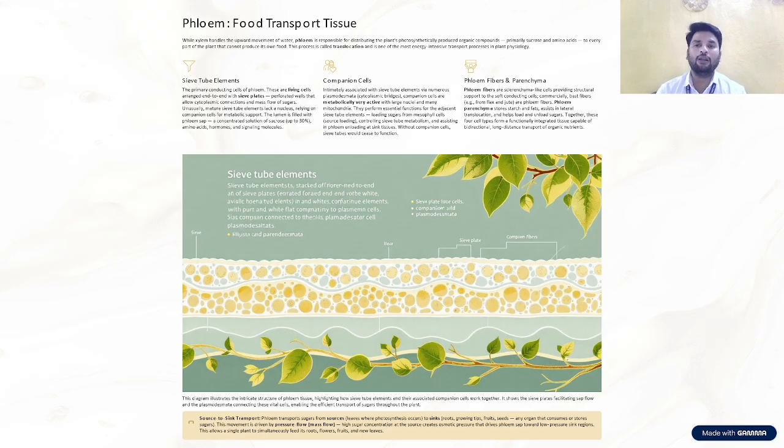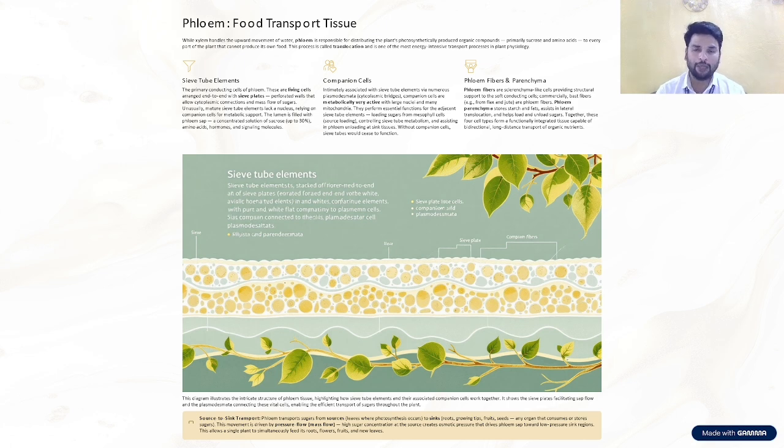While the xylem handles the upward movement of water, the phloem is responsible for distributing the plant's photosynthetic products, that is organic compounds, primarily sucrose and amino acids, to every part of the plant that cannot produce its own food. This process is called translocation, and it is one of the most energy intensive transport processes in plant physiology. Phloem has different elements.